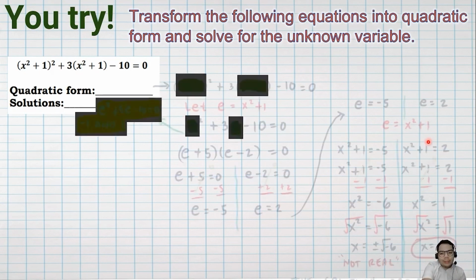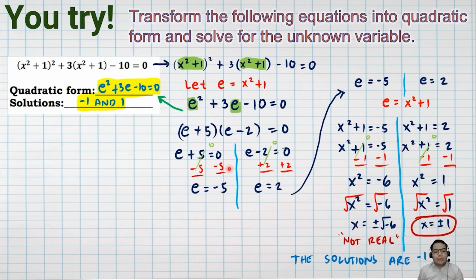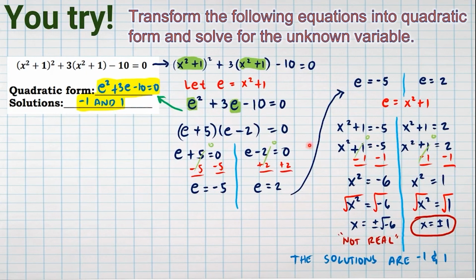Here are your answers. Yan. So ayan yung solution natin. Ito. So we have the solutions negative 1 and positive 1. Ito naman yung ating quadratic form.